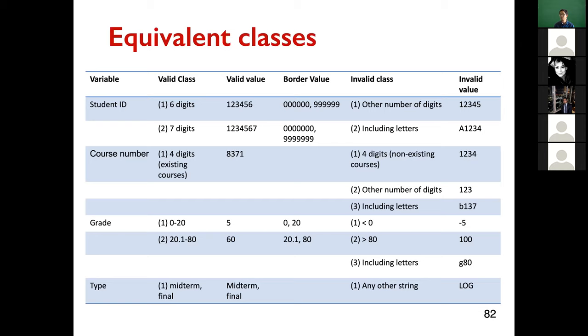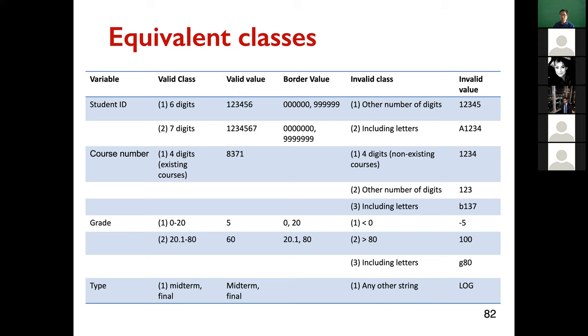And similarly, for course number, we have equivalence classes. Because it requires 4 digits, we have only one equivalence class, so 4 digits. This equivalence class is for existing courses, 4 digits existing courses, right? So the value is 8371, right? Here we don't have other classes because of our requirements, we have 4 digits only. And we don't have border values here because it's not continuous, it's discrete. For invalid classes, we can have 4 digits non-existing courses. For example, 0000 may not be an existing course.